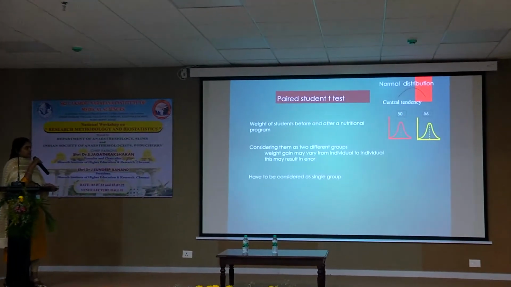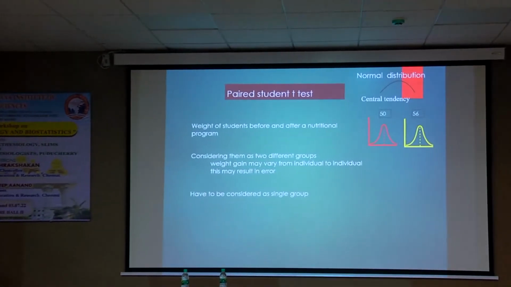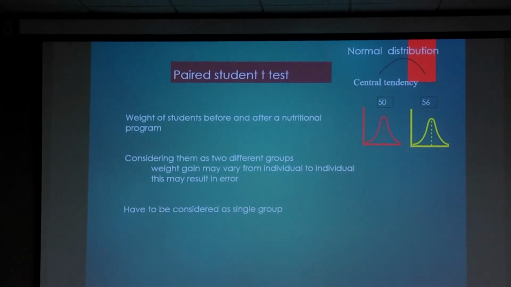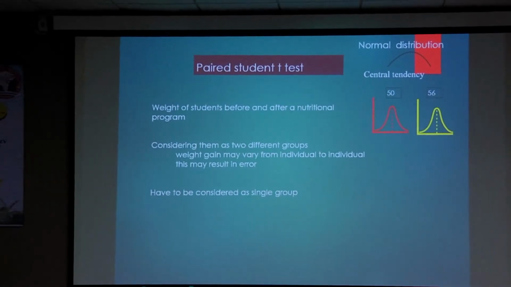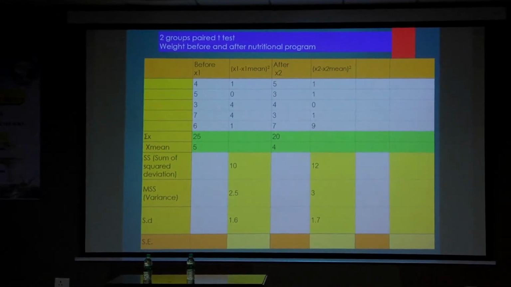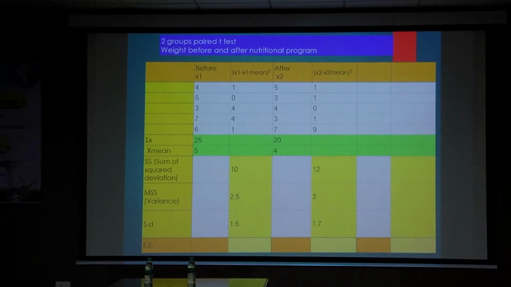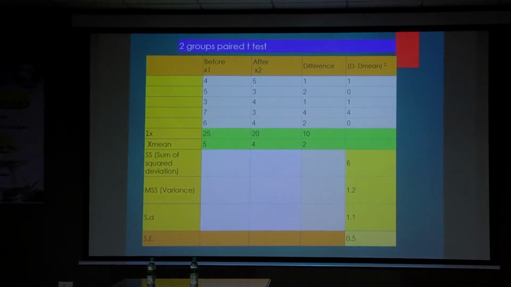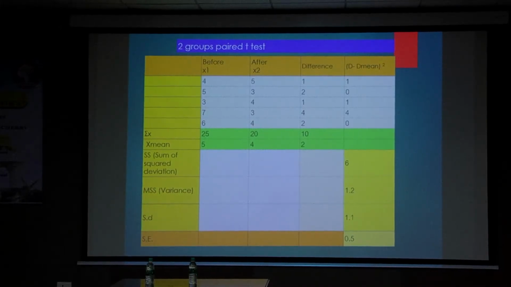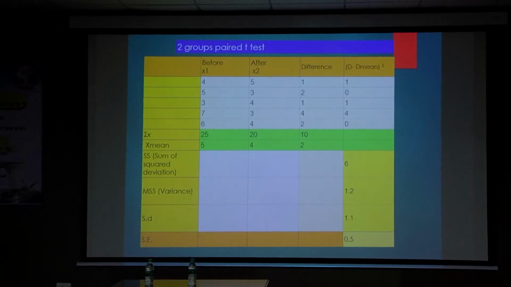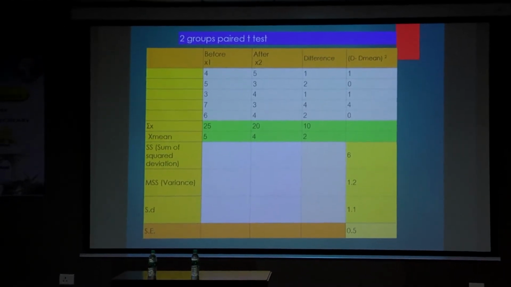So, paired Student t-test. This is applied when, in the same group, there are repeated measurements, like weight gain in students in a section after a nutritional program. Here we will calculate like this. We will get a mean, the sum of square deviations, variance and standard deviation. But in the same group we have weight before and after and calculate the difference, and from the difference you have to subtract the mean and you will get the sum of square deviations, then calculate the variance, standard deviation and the standard error.